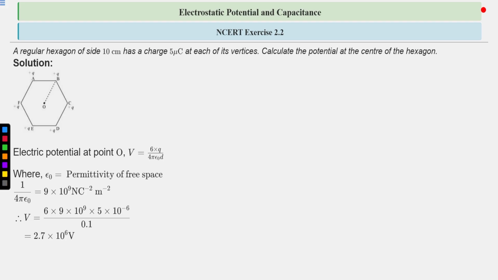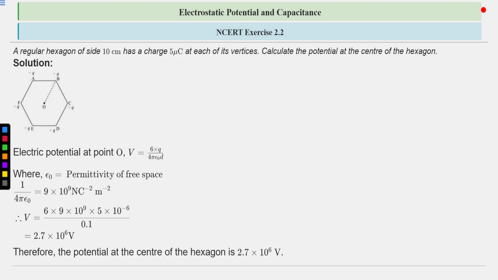And after solving, we will get the potential at point O, at the center of the hexagon, to be 2.7 into 10 to the power 6 volt. Therefore, the potential at the center of the hexagon is 2.7 into 10 to the power 6 volt.